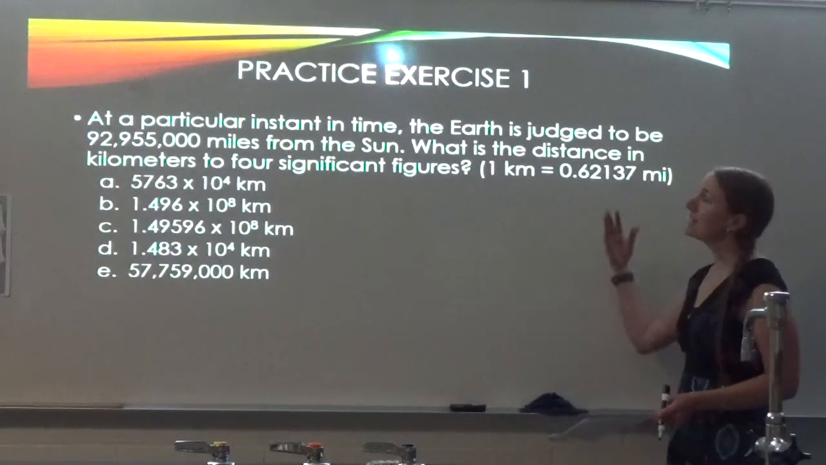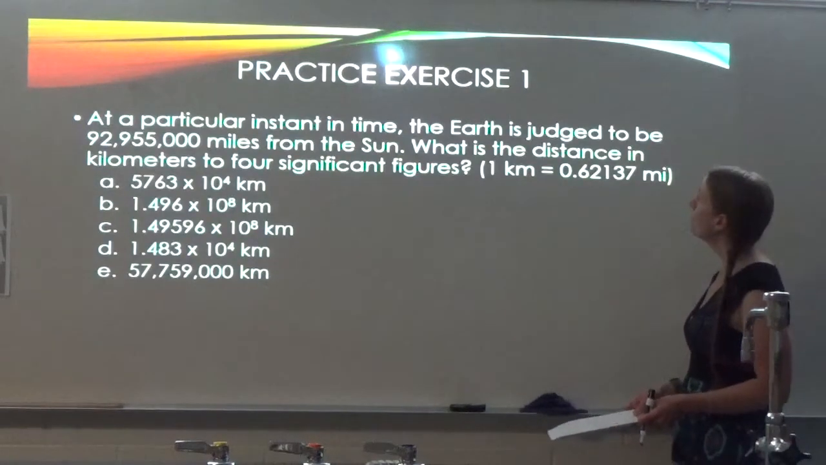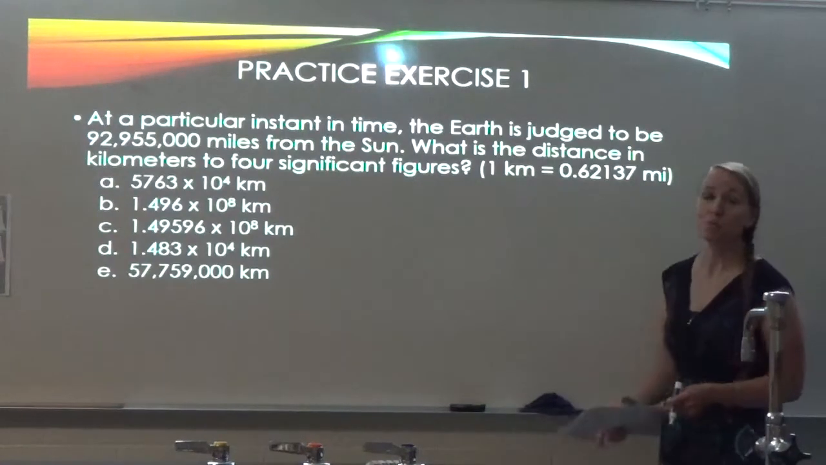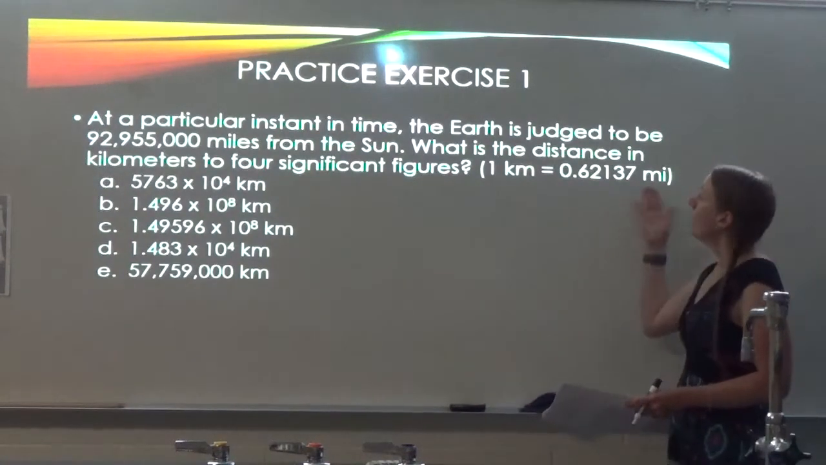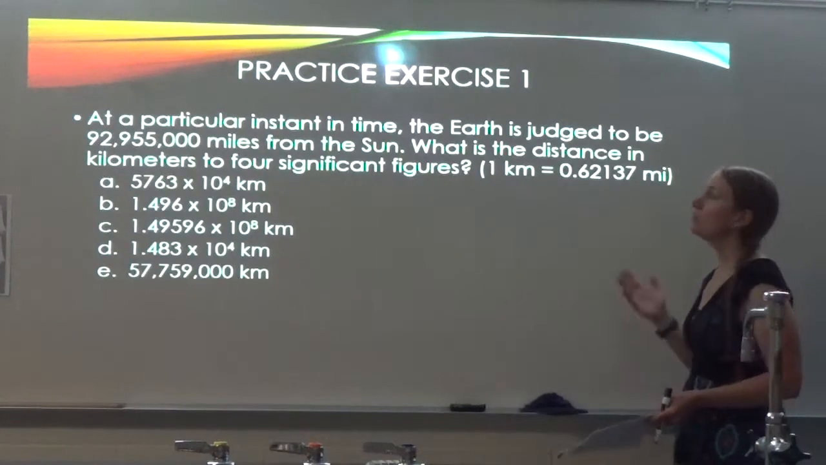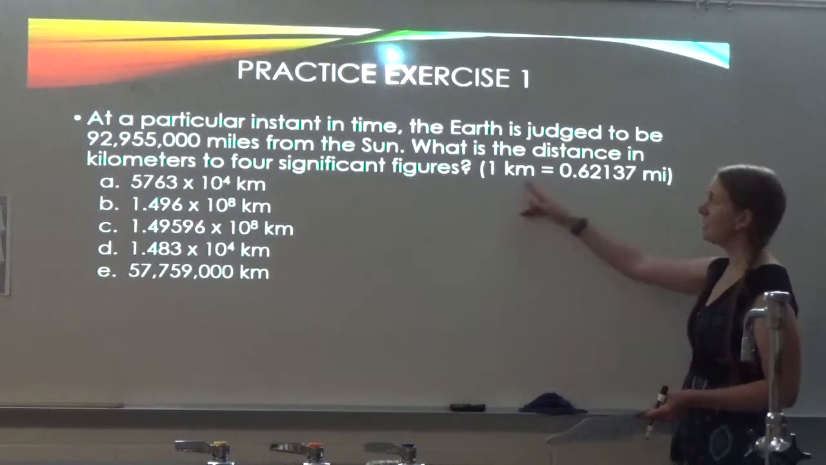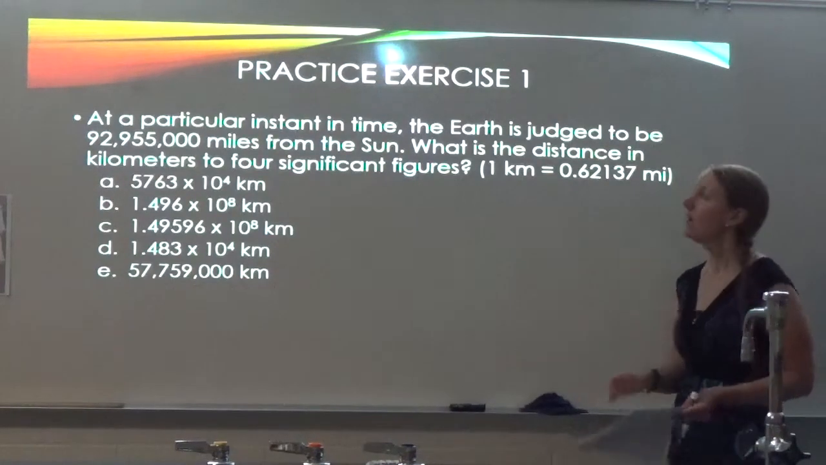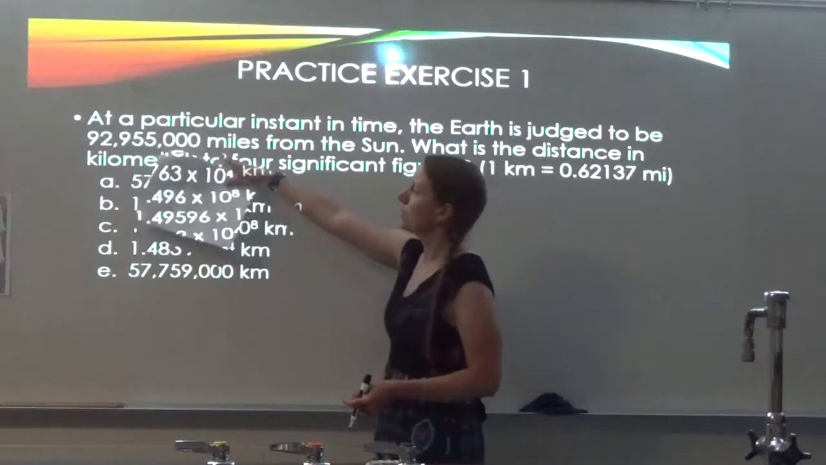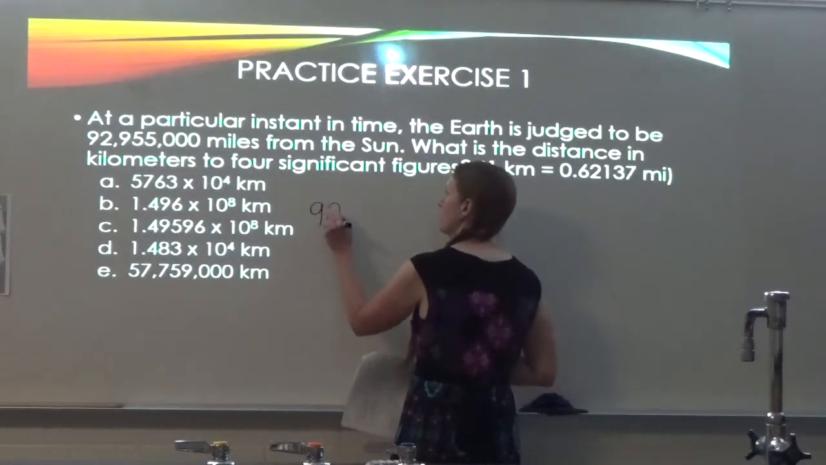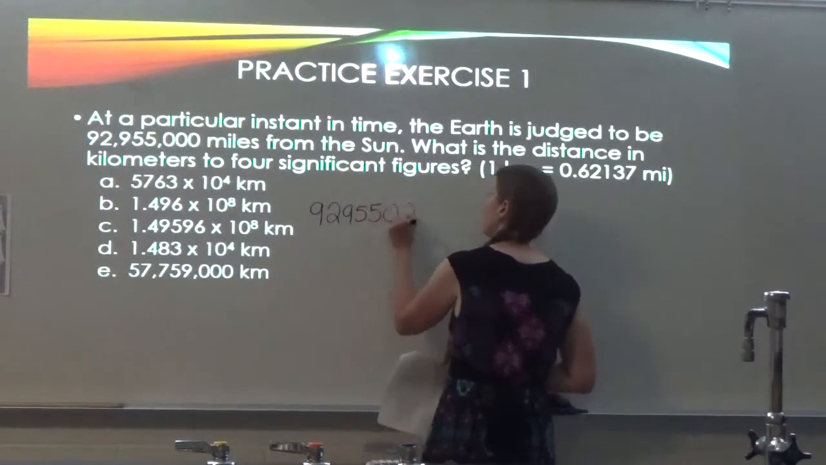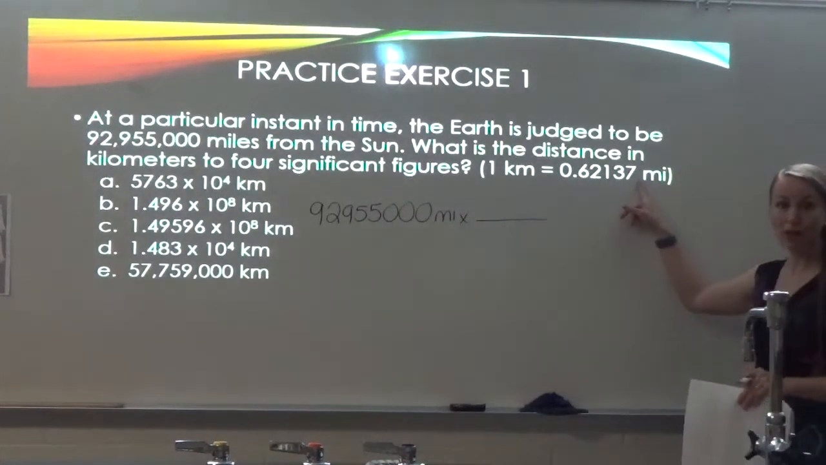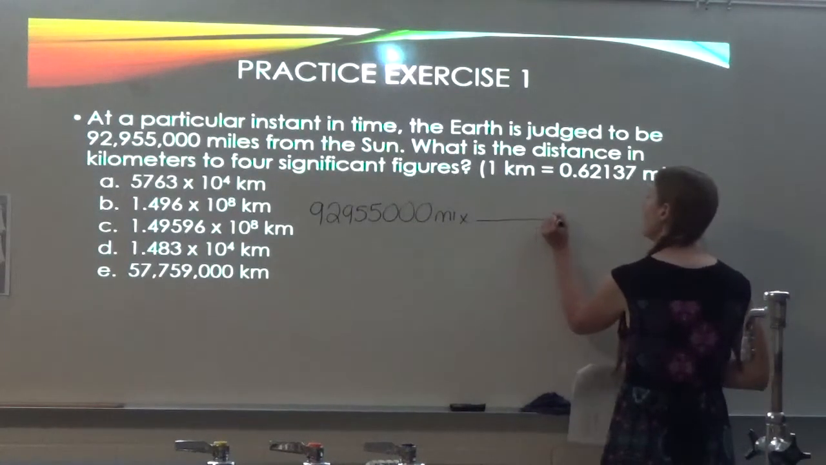All right, so it says, at a particular instant in time, the Earth is judged to be this many miles from the sun. A lot of miles, 92,955,000. What is the distance in kilometers to 4 significant figures? And then it tells me 1 kilometer is 0.62137 miles. So I know I'm starting with my miles. I'll put my miles up here. Since I'm starting with miles, I want miles on bottom. So I go to the conversion factor that they so conveniently gave me in the problem.